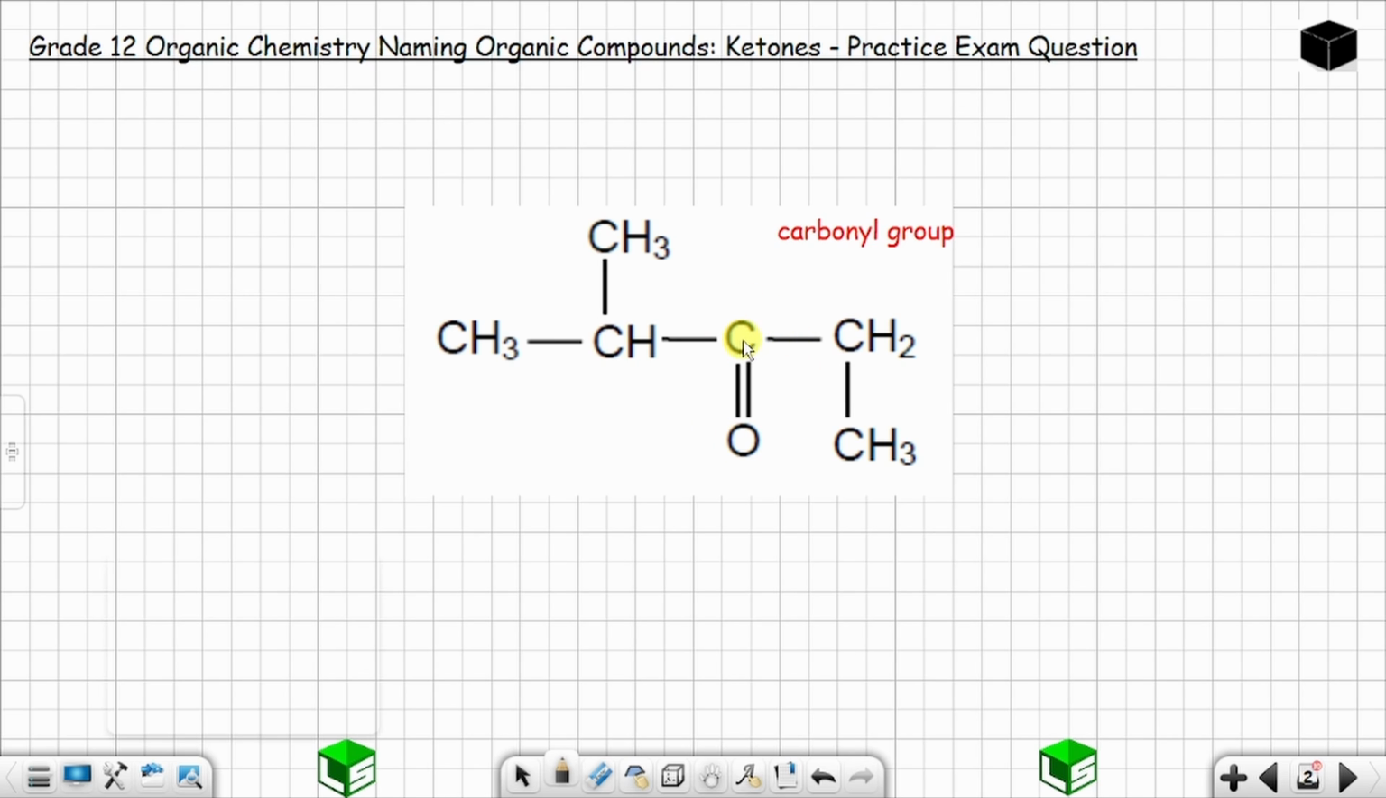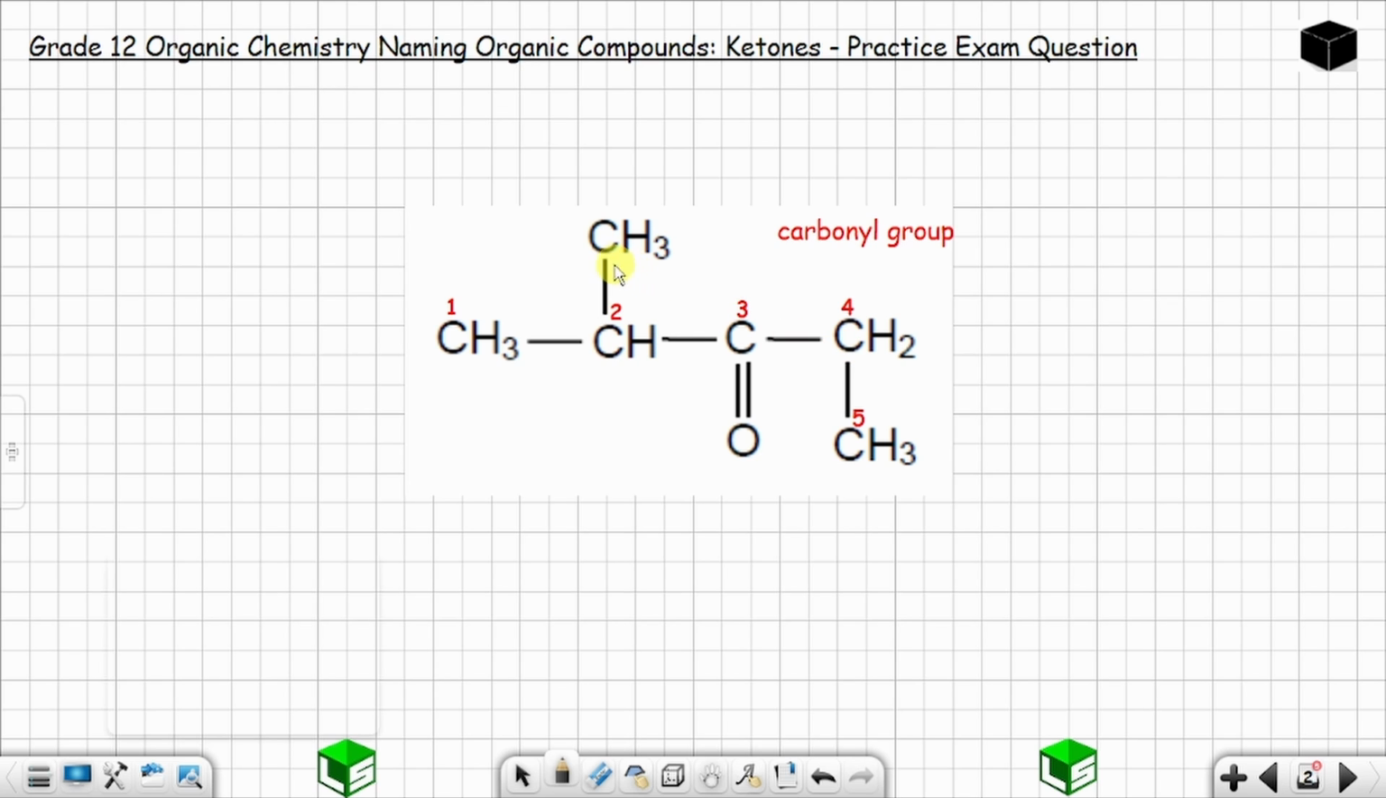Now, which way is the correct way? In this situation, you have something else that you have to pay attention to. It is the branch. So it is best to start this way so that the branch can be located on the lowest possible number. So this is going to be carbon number 1, 2, 3, 4, and 5. Now you can see the branch is located on carbon number 2. So let's name this organic compound.